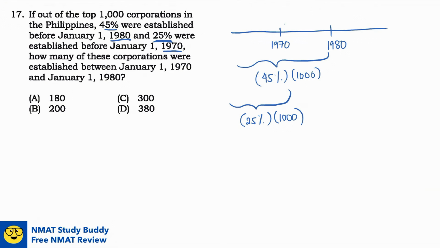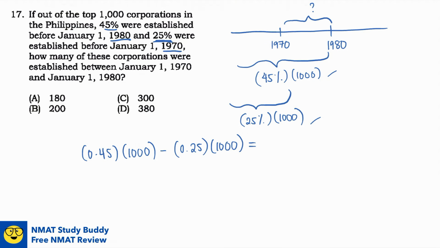So, ang pinapahanap sa atin dito ay yung number ng top corporations between 1970 and 1980. So, kukunin lang natin yung difference nitong dalawang to. So, 0.45 times 1,000 minus 0.25 times 1,000. So, i-move nyo lang yung decimal point to the right ng 3 times since meron kayong 3 zeros dito. So, yung 0.45 magiging 450 minus 0.25 magiging 250.